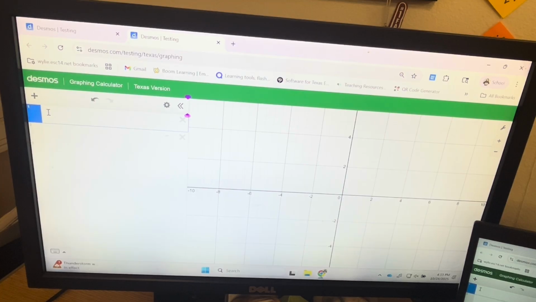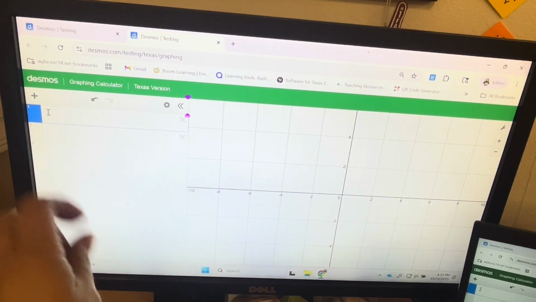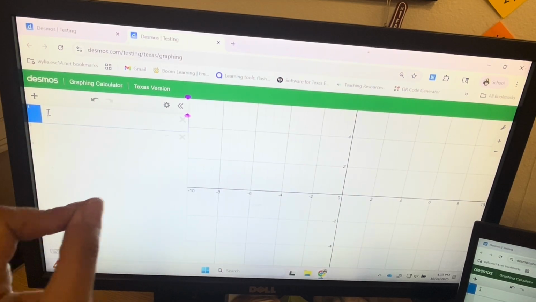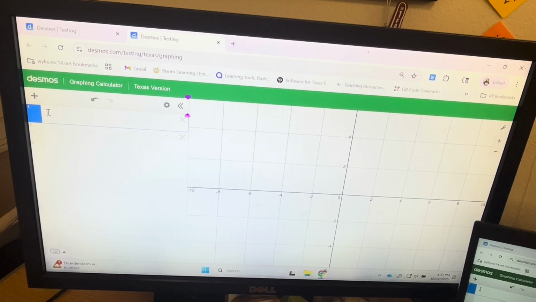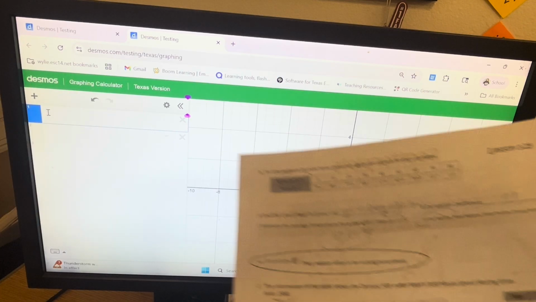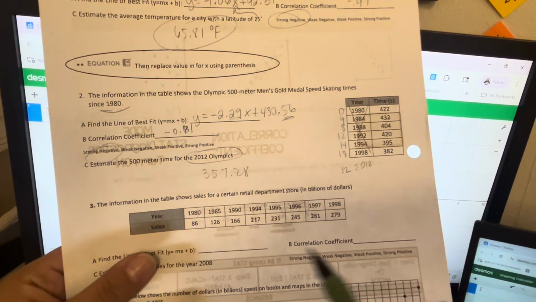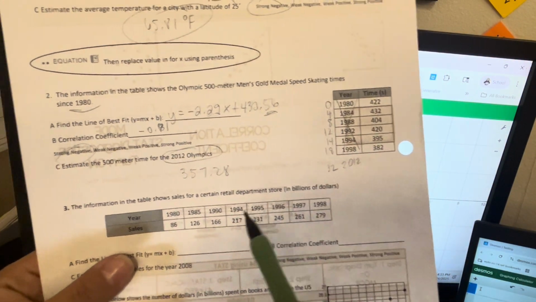Now we're going to talk about how and why Desmos is beneficial for this and a little bit quicker and easier. Of course, if you have access to it, TI-84s is great. It's on your handheld. You don't have to worry about going to an internet base, but let's talk about the difference. So if I look at number 3 on my notes, notice it still has years. So I do still have to convert that.